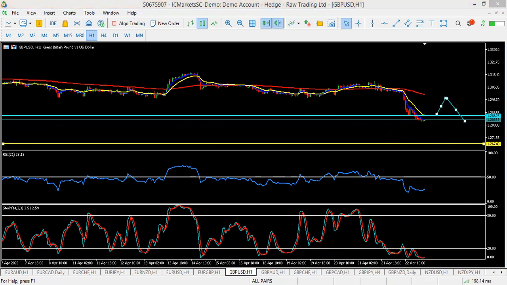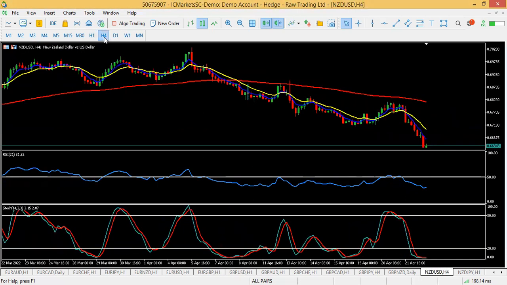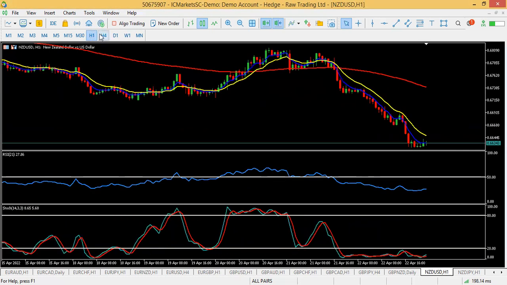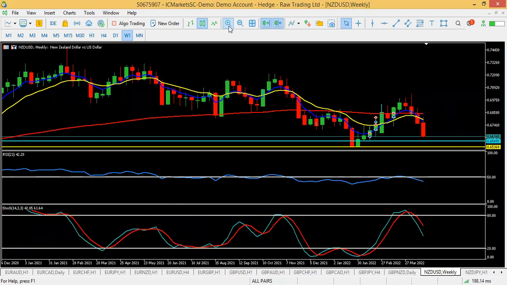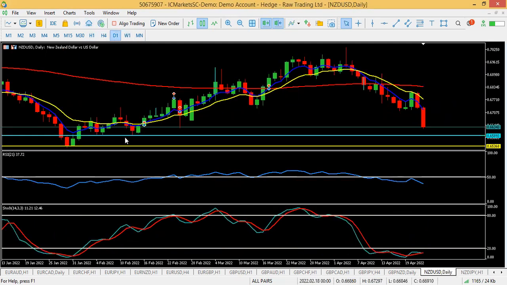NZD USD is my next target right here. According to H1 and H4, NZD USD is pushing down right here. So we should expect more downside. Coming to the weekly time frame, we see this close in red, which is a bearish momentum candle. So we expect this to drop further towards the yellow support at 0.656536. While the daily support is fine right at this blue support at 0.6589. So this is obviously going to drop a little bit more before we can see any kind of reversal or continuation.